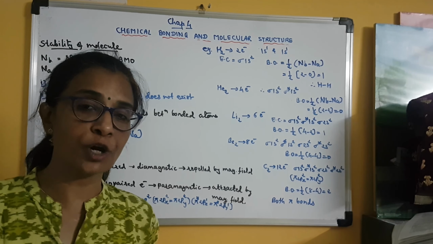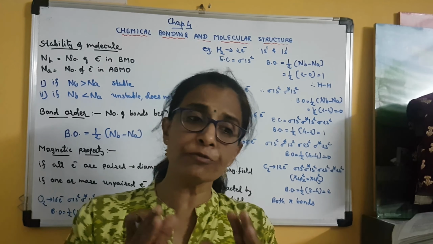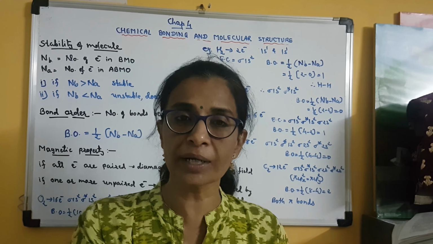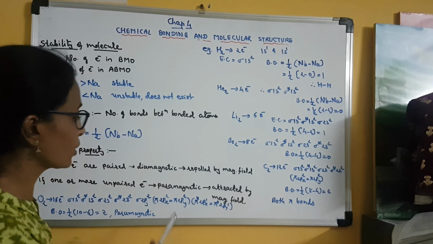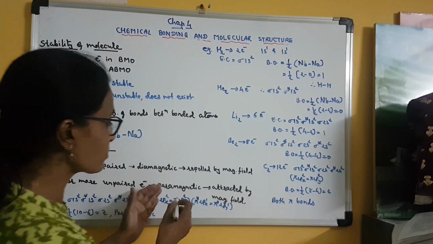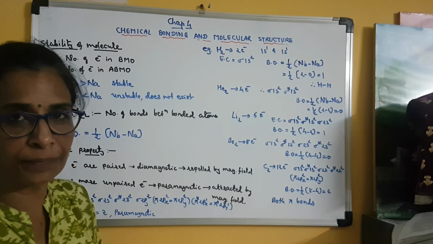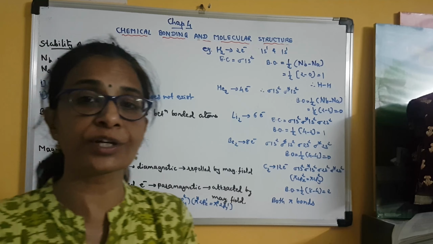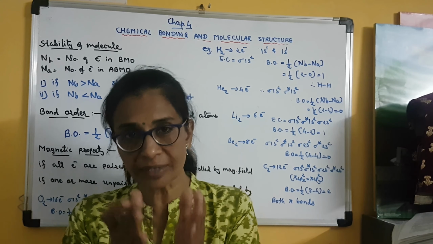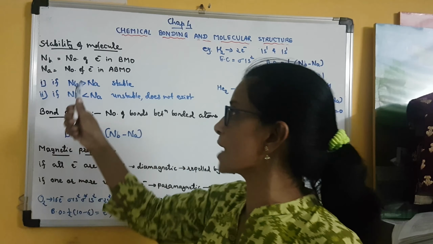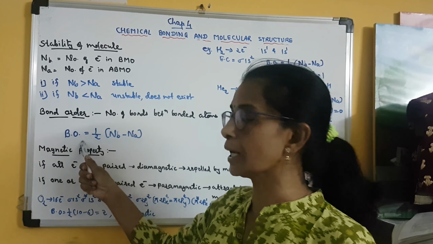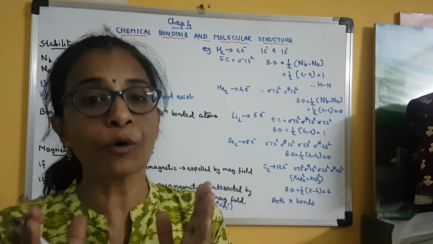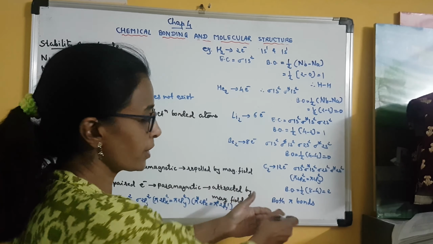Means when we write the electron configuration of the molecule, and if a single unpaired electron is found in the bonding or anti-bonding molecular orbital, then that molecule will show paramagnetism, means that molecule will be attracted by a magnetic field. Clear? See how important the molecular electron configuration is. On the basis of that configuration, you can decide the stability of the molecule, you can calculate the bond order, you can also predict the magnetic property of that molecule. Now how? For that we will take different examples.